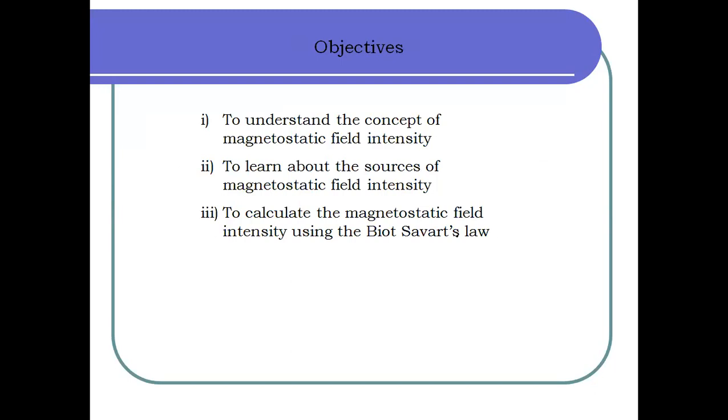So these are three objectives for this lecture 15. Number one, you must be able to understand the concept of magnetostatic field intensity, and you must be able to differentiate between the electrostatic and magnetostatic field intensity. Number two, you must be able to understand what are the sources that can generate the magnetic field intensity. And number three, you are going to use the first law, which is the Biot Savart law, to calculate the magnetic field intensity based on the sources that have been learned in the second objective. So these are the three objectives that we're going to learn in lecture 15.